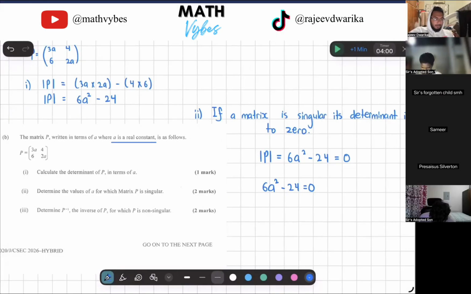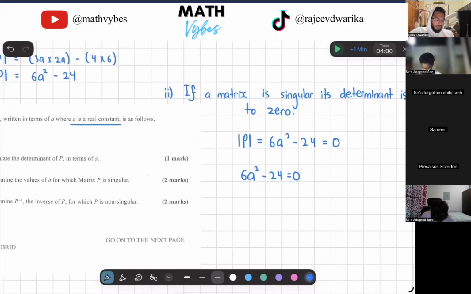But tell me, how am I going to find A now? I need to make A the subject of the formula. We move across the 24. If I move across negative 24, it changes to plus. So it'll be 6A squared equals 24. Right? What to do next? We divide.